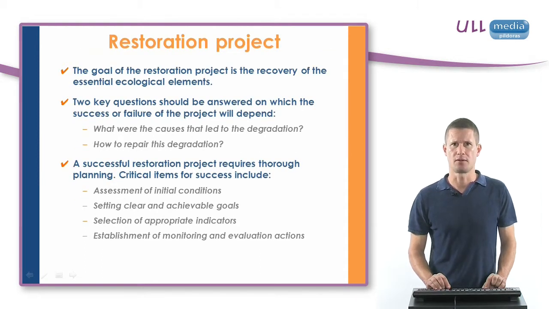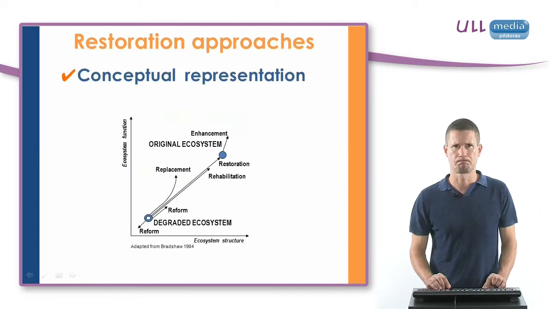The goal of the restoration project is the recovery of the essential ecological elements, and two questions should be answered on which the success or failure of the project will depend. First, what were the causes that led to the degradation? And second, how to repair this degradation. Thorough planning is required for a restoration project to be successful, and critical items are the assessment of initial conditions, setting clear and achievable goals, selection of appropriate indicators, and establishment of monitoring and evaluation actions.